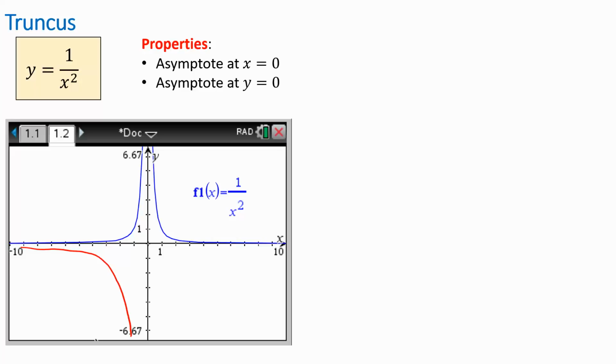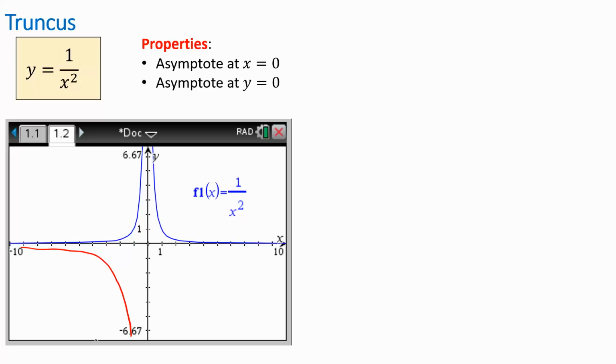So what happens when you square it is it always becomes positive. Doesn't matter if I put a negative there. If I put -1, you square it, it becomes 1/1, which ends up being the same thing. That's why it's symmetrical. If you put a 1 in, it's 1. If you put -1 in, it's still 1. If you put in a 2, it's 1/4. If you put a -2, it's still 1/4. That's why it's symmetrical. That's why it's a truncus, because it looks like a tree trunk. Okay, that's why they call it truncus function.